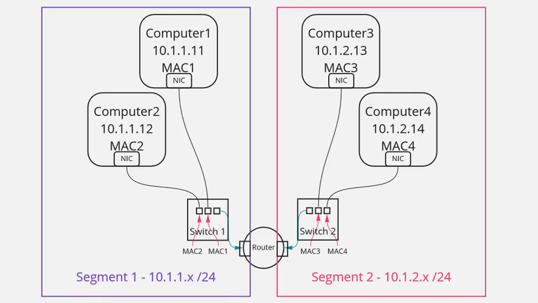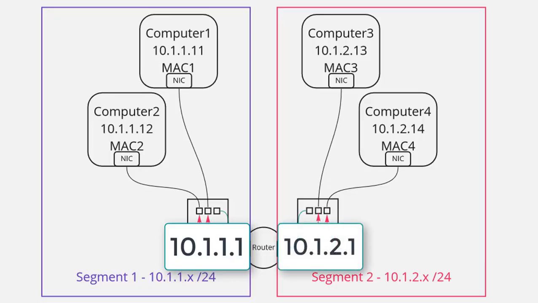And so on segment 1, let's assume that we have a router interface connected to segment 1, and that the IP address of that router interface is 10.1.1.1. And we also have a router interface connected to segment 2, and that IP address is 10.1.2.1. Now, if computer 1 needs to communicate with computer 3, it's going to send some traffic to the 10.1.2.13 address.